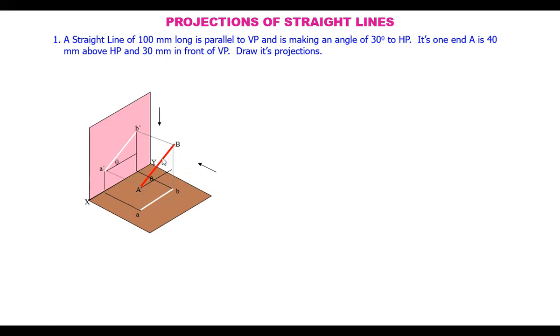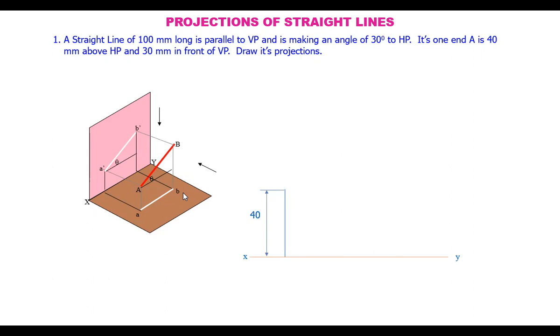So when a line is parallel to the VP, the projection onto the vertical plane is the true length. Because when it is making an angle with some plane, in this case the HP, the projection onto the horizontal plane is less than its actual or true length. Here let us see how to represent these projections.